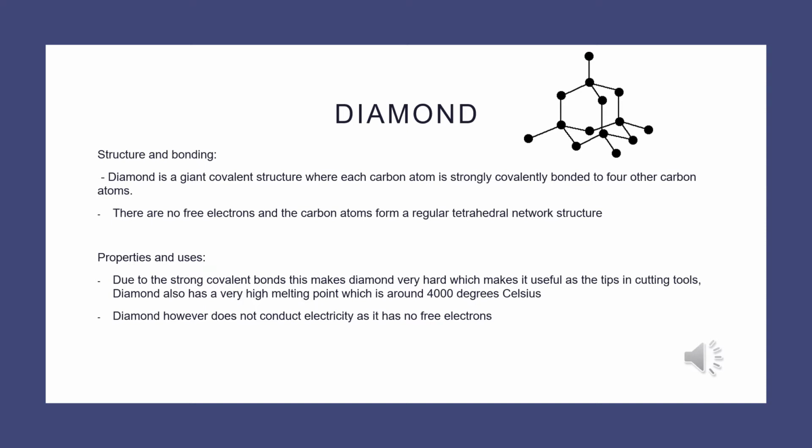The properties and uses. Due to the strong covalent bonds, diamond is very hard, which makes it useful as tips in cutting tools. Diamond also has a very high melting point, which is around 4000 degrees Celsius. However, as there are no free electrons, it cannot conduct electricity.